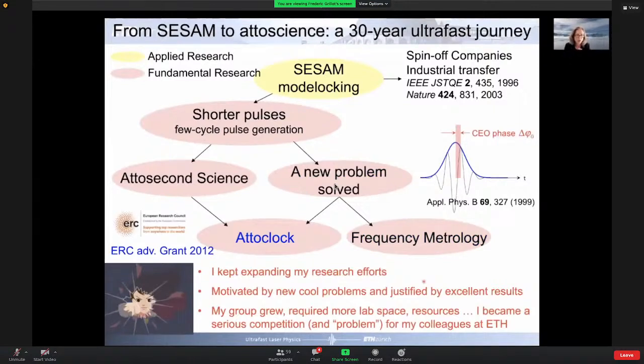I have found new problems, and the problems were always opening up new research fields. So I kept expanding my research effort, and it was always motivated by cool problems and justified by excellent results. I also tried other things, which I dropped because I didn't see the success there. And so my group grew, and I required more lab space and resources, and I became a serious competition and a problem for my colleagues at ETH.